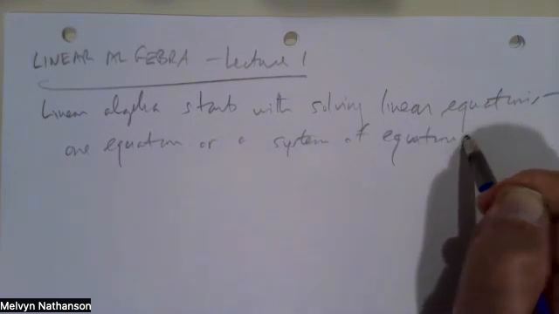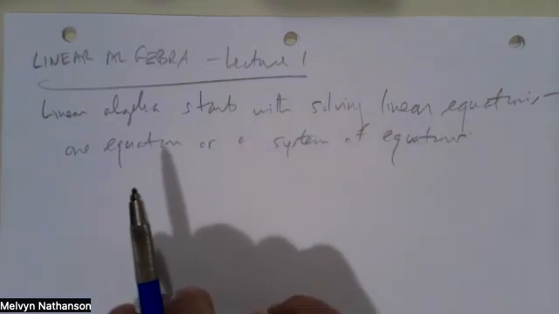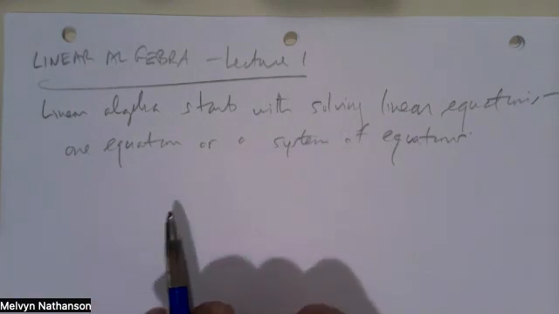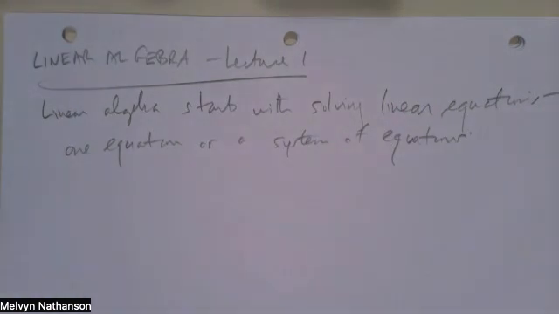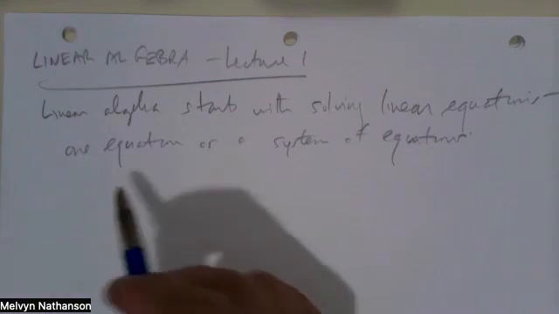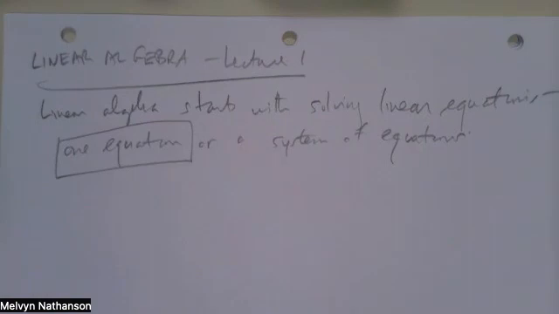So you should have done this in algebra in high school, things like solving two equations in two unknowns. But we're going to generally have more than two variables, more than two unknowns. And we're going to start today with one equation.